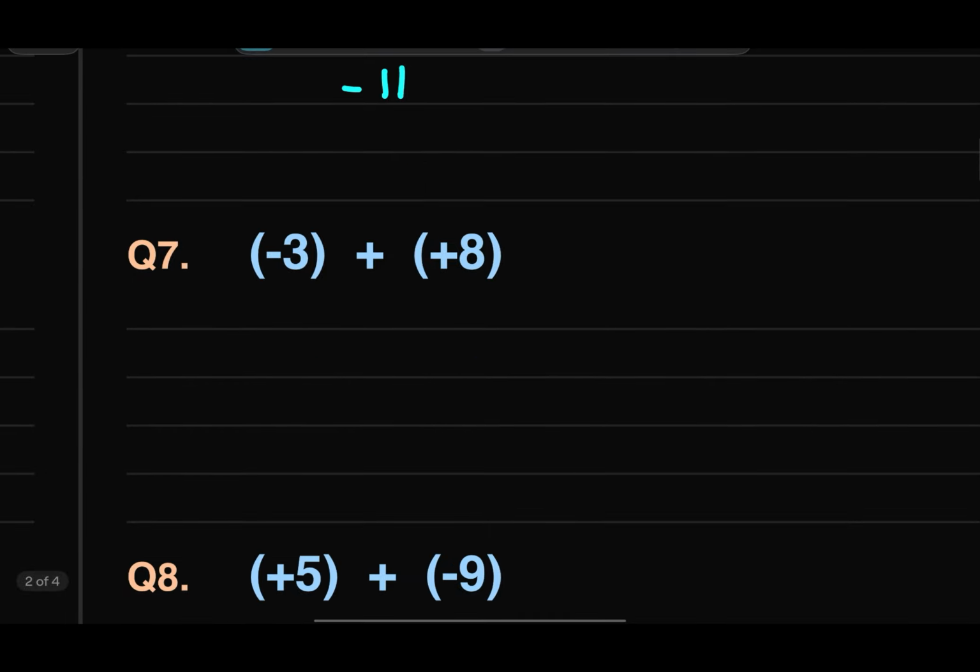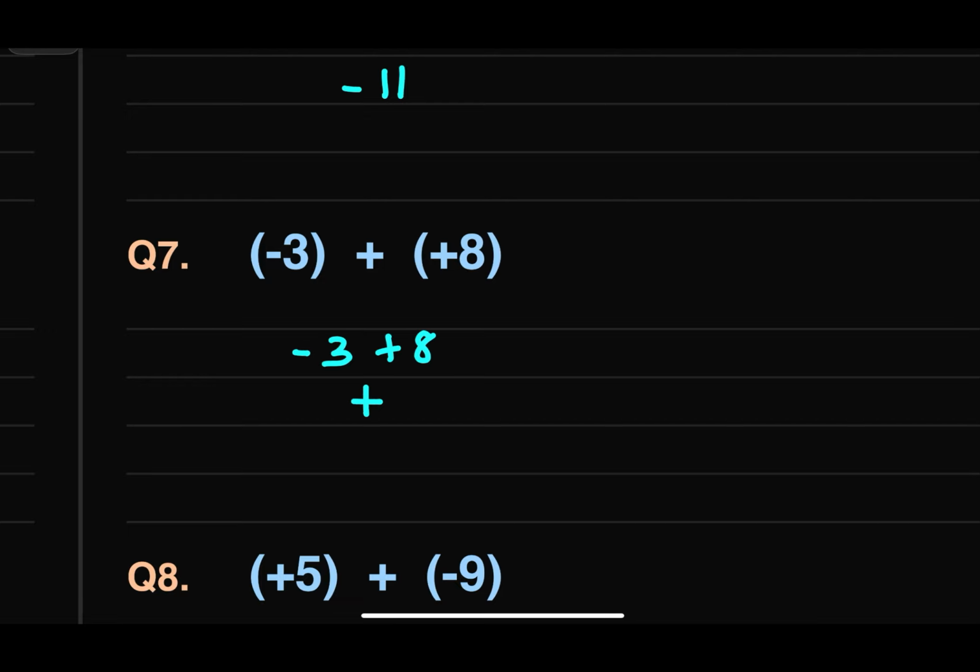Okay, look at the next one now. One is negative and one is positive. First, remove the brackets. Keep everything as it is. What do we do, guys? One is subtraction, one is addition. Write the sign of the greater number. What does that mean? Out of 3 and 8, which is greater? 8 is greater. So I'm going to take the plus sign from 8. But we are going to subtract. 8 minus 3 is 5. So positive 5 is your answer.